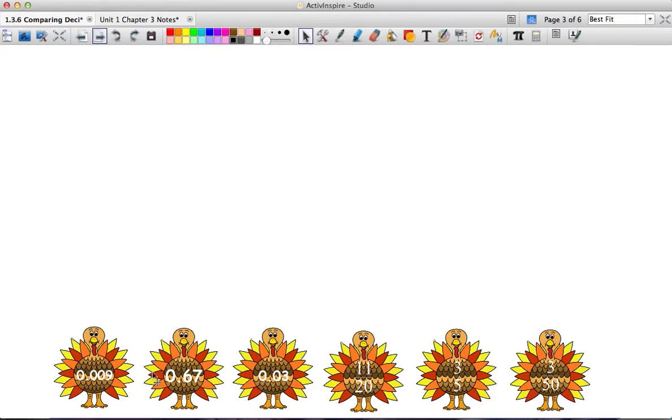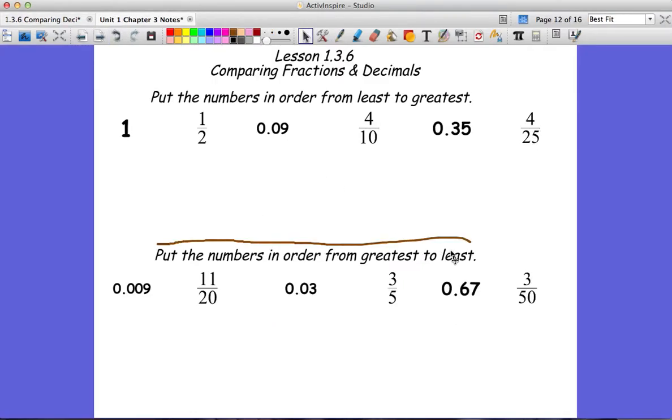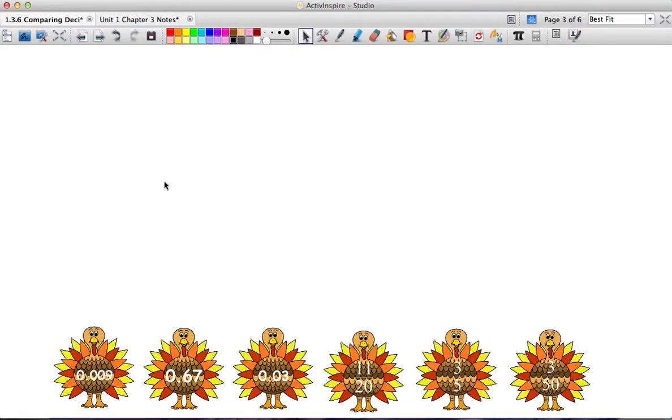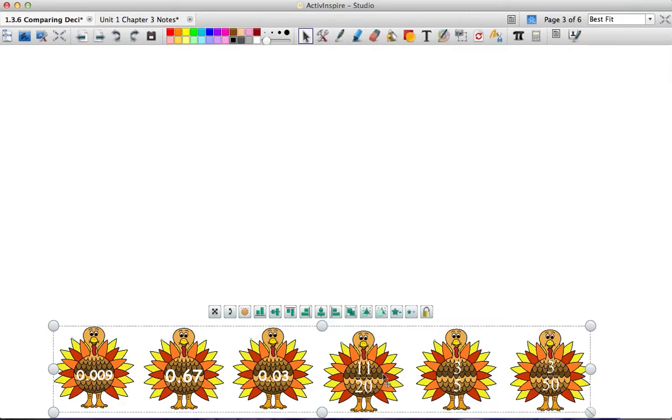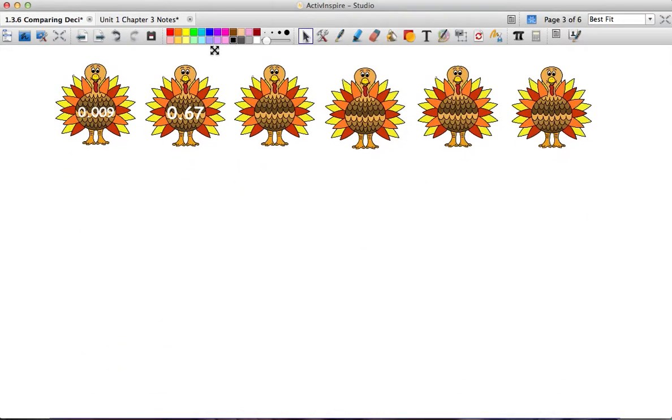All right, so for this one, it says that we are going greatest to least. You see it right here. So if we're going greatest to least, and I realize that I have fractions and decimals here, so I'm going to have to change them.